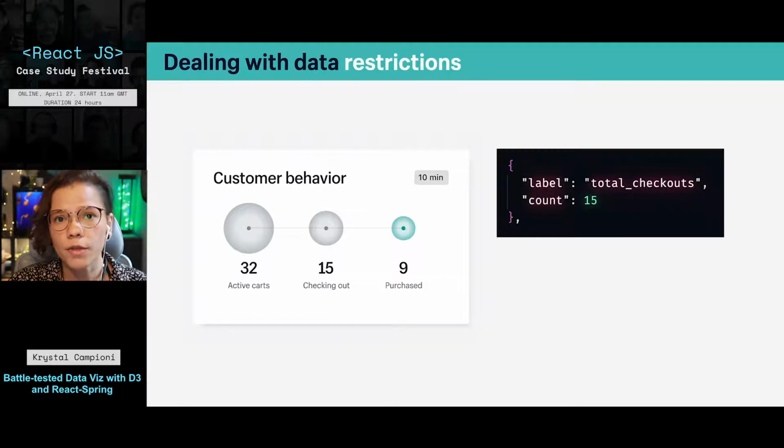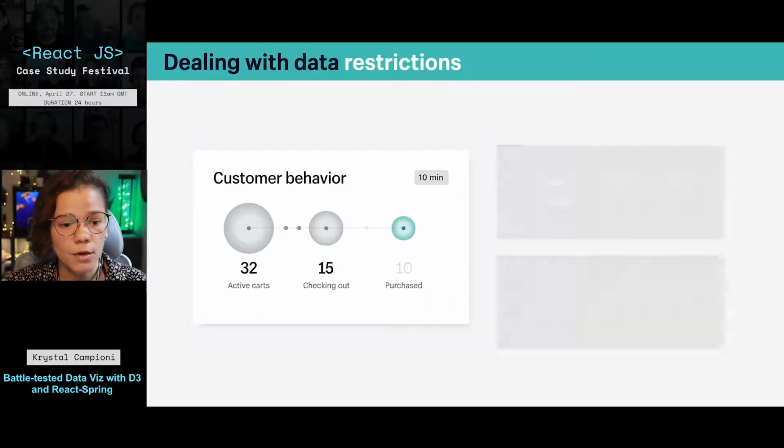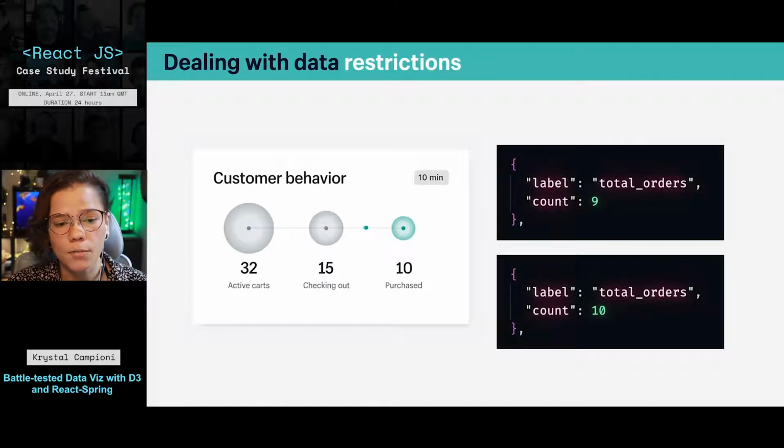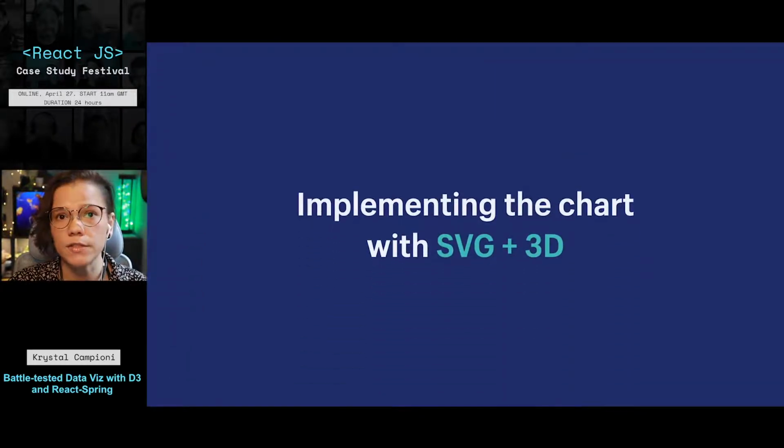We could also make it work with the data structure that we had. So let's say that the first time we receive data, total checkouts is 15. The next time we receive it, total checkouts is 17. So we know for sure that 2 people checked out in that period. So we can trigger an animation of 2 running dots going from active carts to checking out. And we could do the same thing if the number of purchases increased. So let's see how we could start implementing that with SVG and D3.